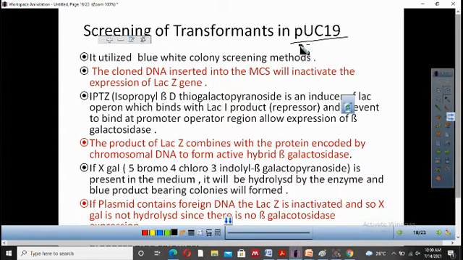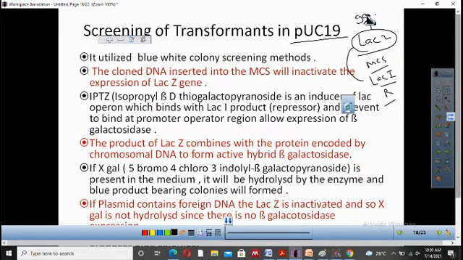And this pUC19 possesses one gene called the lacZ gene, which was integrated within the multiple cloning sites and reading frame. In order to allow its expression, the regulatory gene lacI was there. So lacI synthesizes a repressor molecule, and lacZ synthesizes the beta galactosidase enzyme.